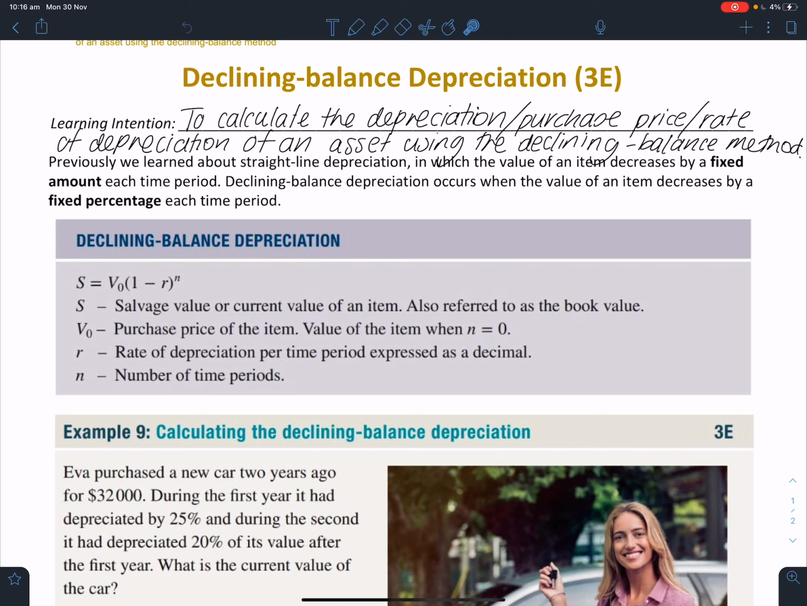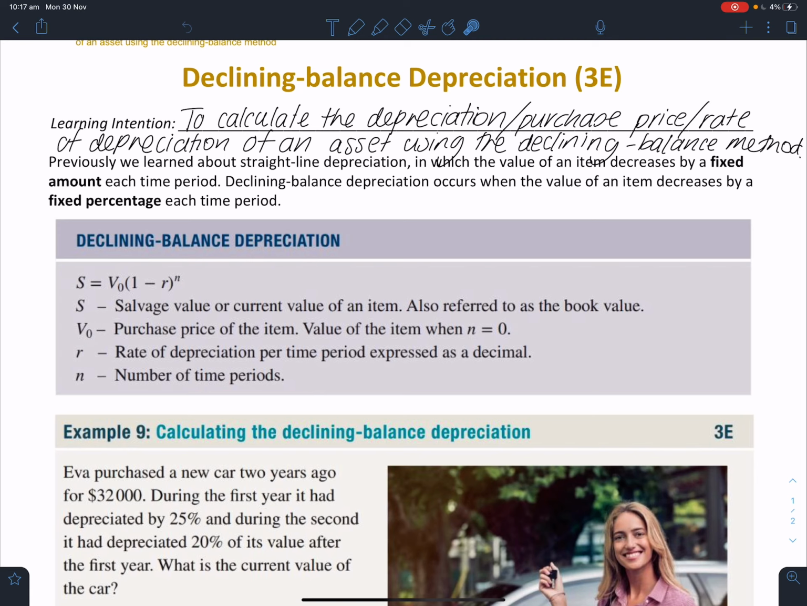Because there are two of them. Now, previously you've learnt about straight line depreciation, so that's when the value of an item decreases by a fixed amount each time period. Declining balance depreciation occurs when the value of the item decreases by a fixed percentage each time period. So it kind of works in the reverse, similar to the reverse of compound interest.